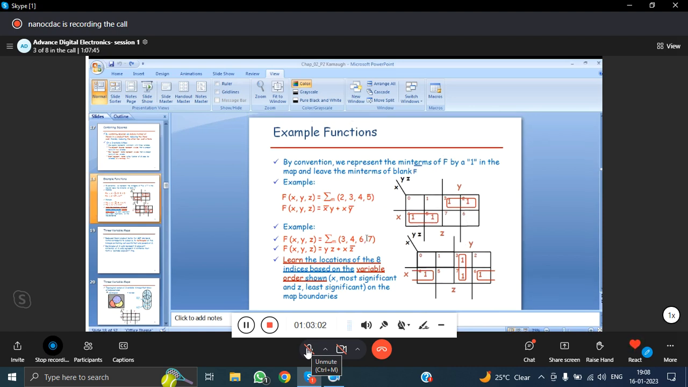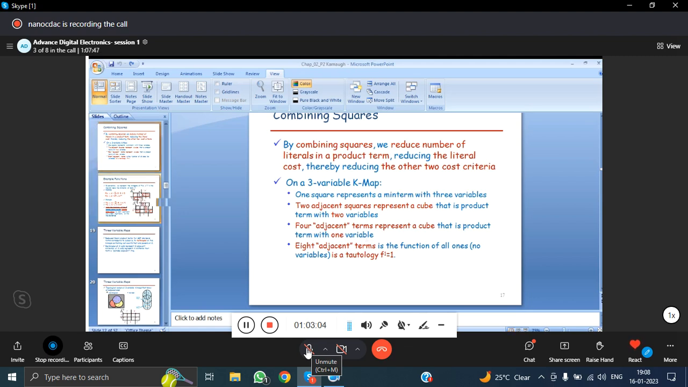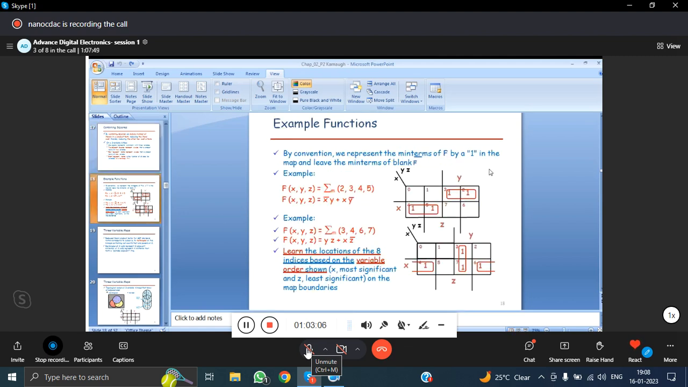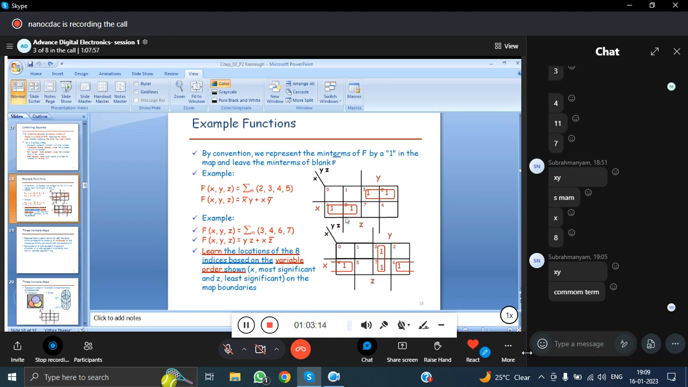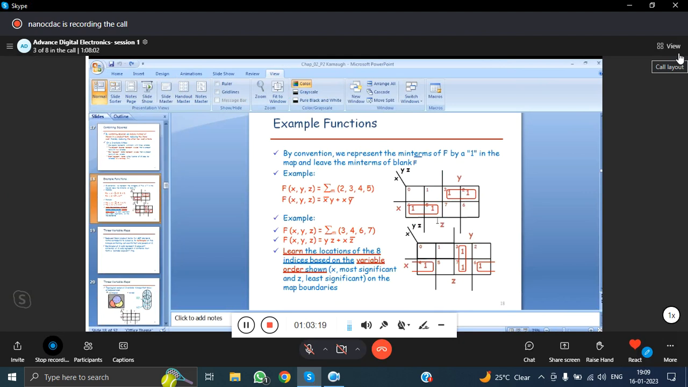Simply what you can do is you can combine the squares like this. Okay, you can combine the squares. Here, when you combine these two squares, this is representing y. And 5 and 7, these squares if you are combining, it is becoming z.